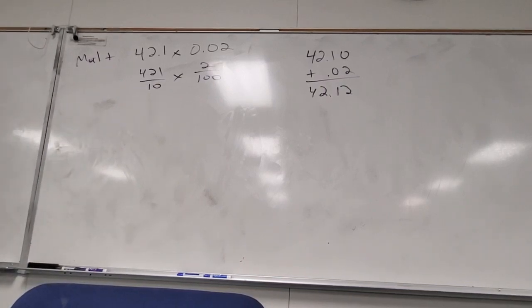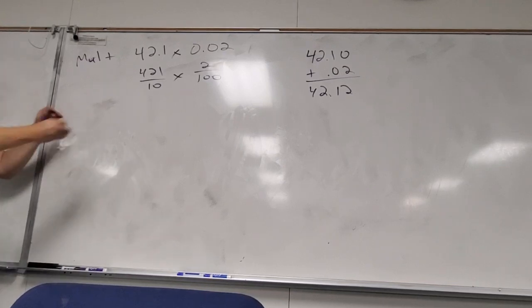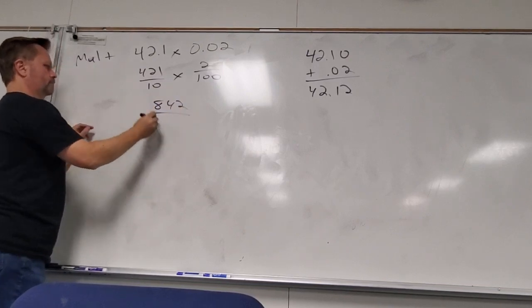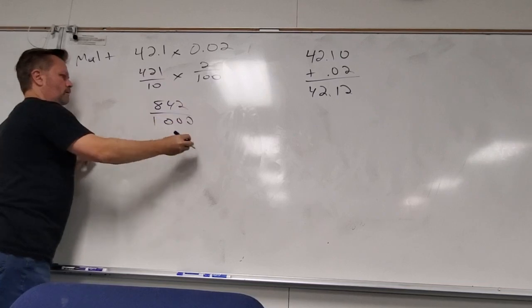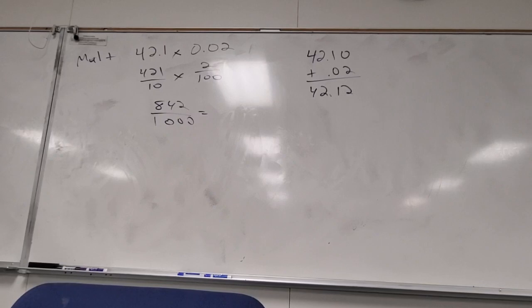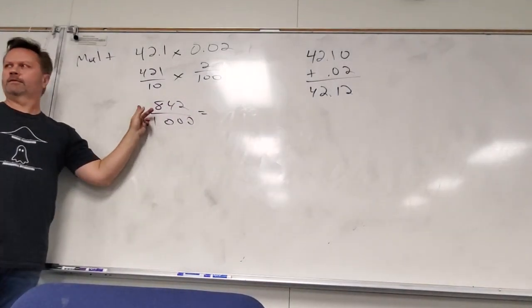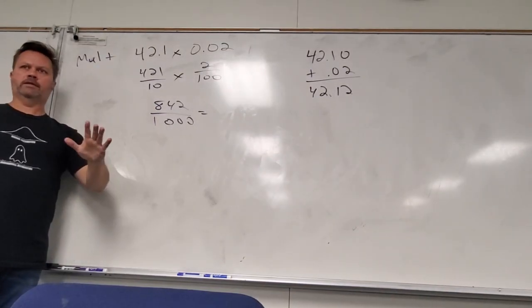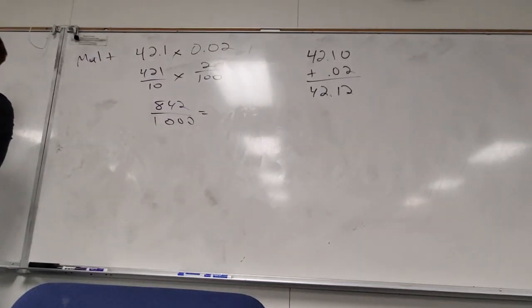All right, so what do you got on the top? What do you get on the top? 842. And what do you get on the bottom? 1 with how many zeros? 3. And what is that as a decimal? Yes, and the number of zeros tells you how many places to go back. That really kicks a lot of ass. And of course it should be that easy because I'm working with tens in a base 10 number system. So of course it should be that easy.